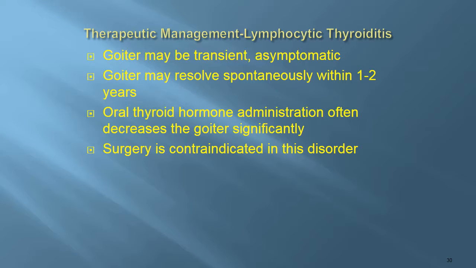Therapeutic management of lymphocytic thyroiditis. The goiter may be transient and asymptomatic. It may resolve spontaneously within 1 to 2 years. Oral thyroid hormone administration often decreases the goiter significantly. Surgery is contraindicated in this disorder.